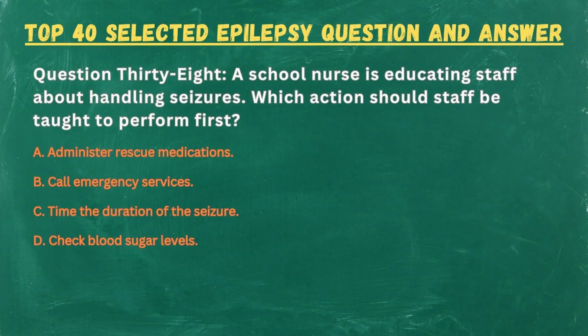Question 38. A school nurse is educating staff about handling seizures. Which action should staff be taught to perform first? A. Administer rescue medications. B. Call emergency services. C. Time the duration of the seizure. D. Check blood sugar levels. Answer: C. Time the duration of the seizure.